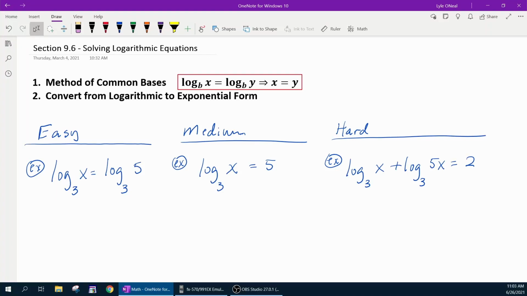Hello and welcome to our lesson on solving logarithmic equations. This is going to be from section 9.6 in our text. In this lesson, we're going to look at two techniques for solving log equations.